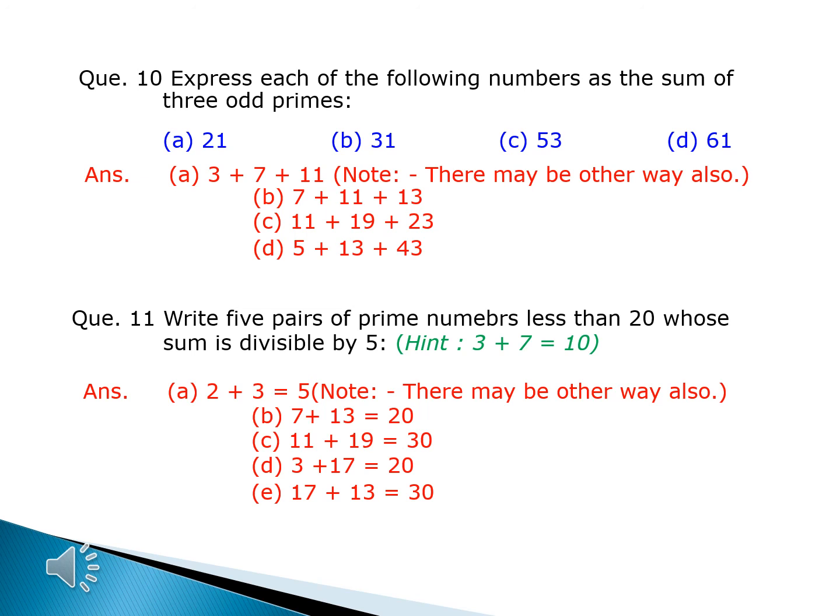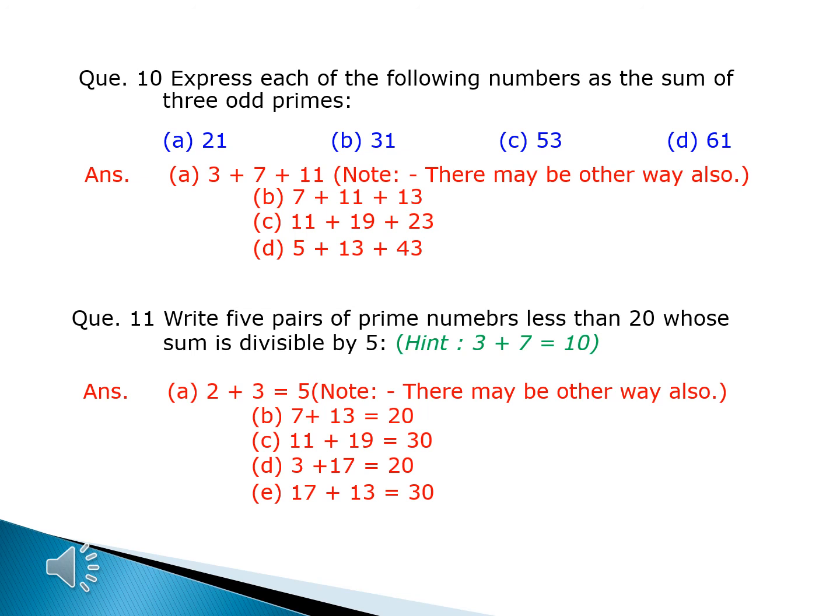Question number 11. Write 5 pairs of prime numbers less than 20 whose sum is divisible by 5. And the hint is 3 plus 7 is equal to 10. So the question is, you have to write down 5 pairs of prime numbers that should be less than 20. The sum of the pair should be divisible by 5.